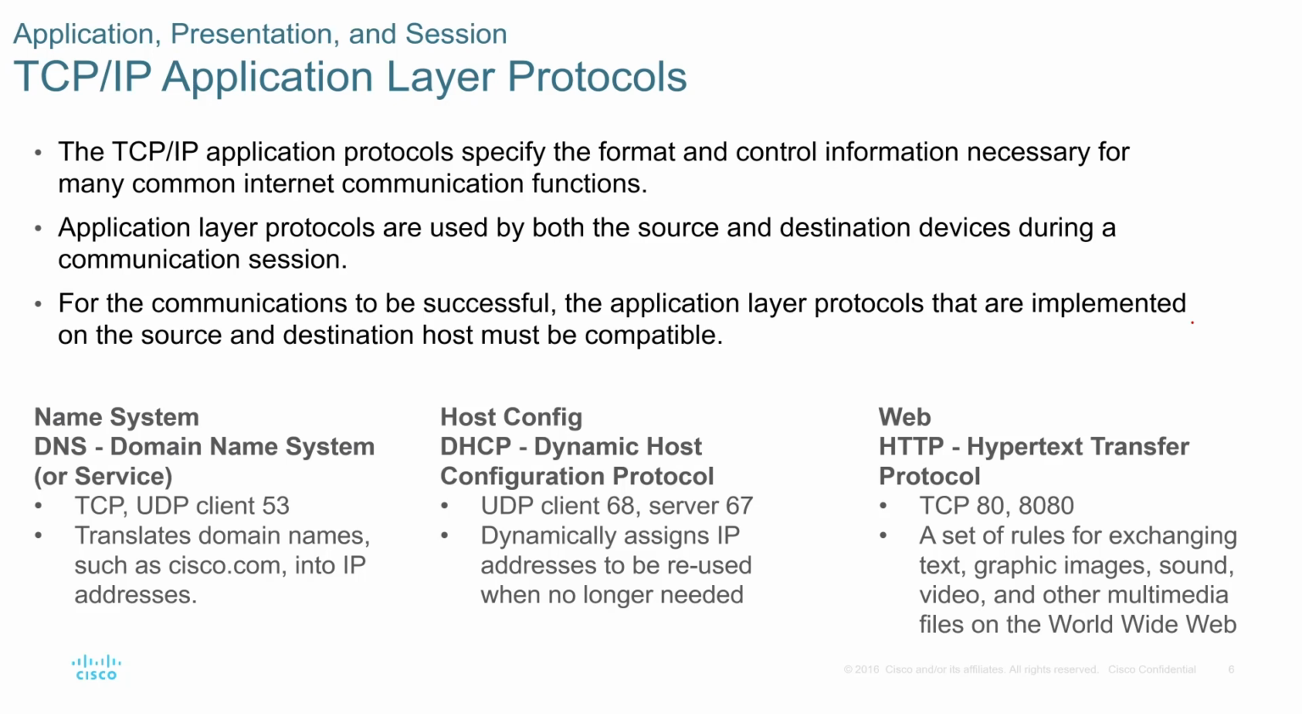Some of the ones that we see here, such as DNS, are available in both TCP and UDP with a port number of 53, and it translates domain names such as cisco.com into an IP address. DHCP for host configuration uses UDP, port 68 for the client and 67 for the server, and it will dynamically assign an IP address to be reused when no longer needed. Web traffic, or HTTP, as well as HTTPS, would use port 80, port 8080, or 443. And this provides a set of rules for exchanging text, graphic images, sound, video, and any other multimedia files on the World Wide Web.